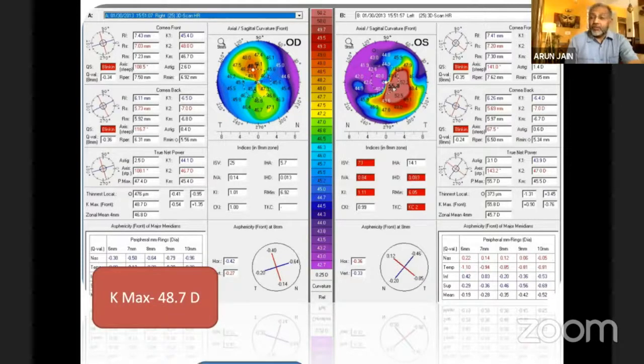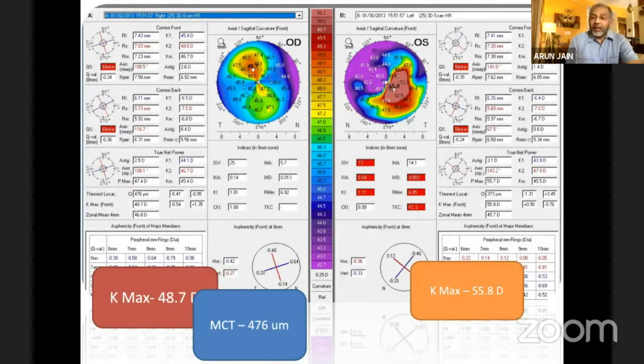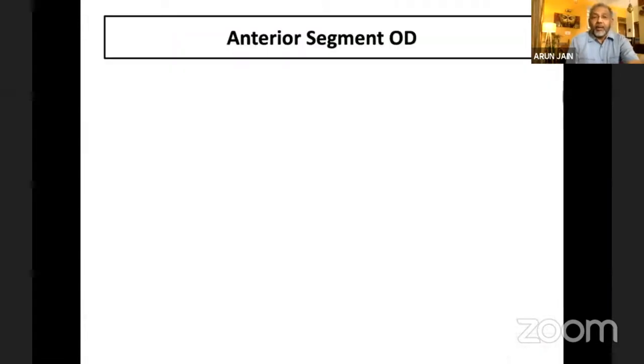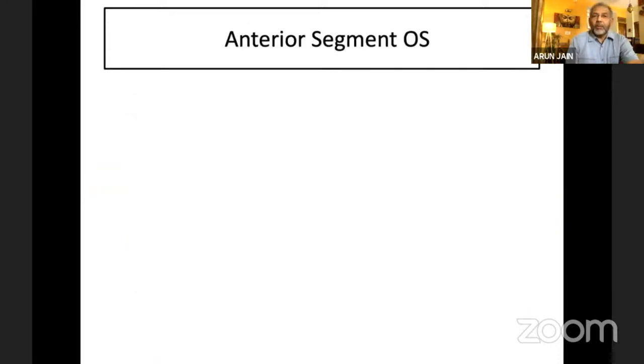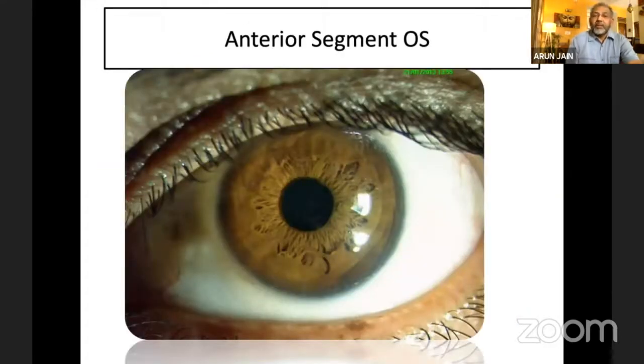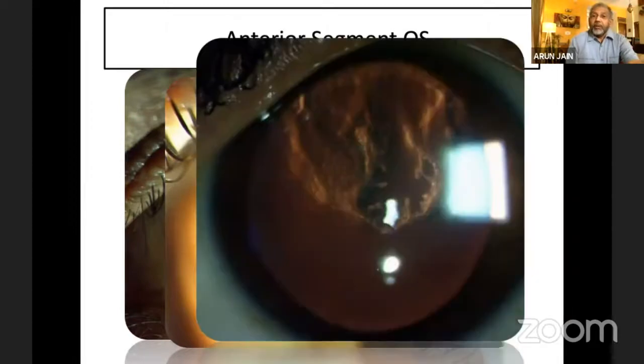The Kmax was 48.7 in the right eye with maximum corneal thickness 476, and in the left eye Kmax was 55.8 and maximum corneal thickness was 373. On anterior segment examination of the right eye, this is at 10x magnification, the cornea was unremarkable. If we see the left eye at 6x magnification, you hardly see anything, but there's a wavy line you can see crossing the pupil. On larger magnification, you can see this wave-like slightly opalescent epithelium covering the whole of the pupil.